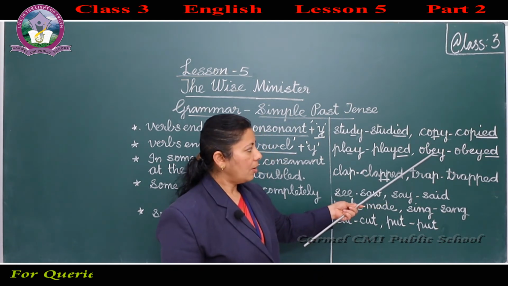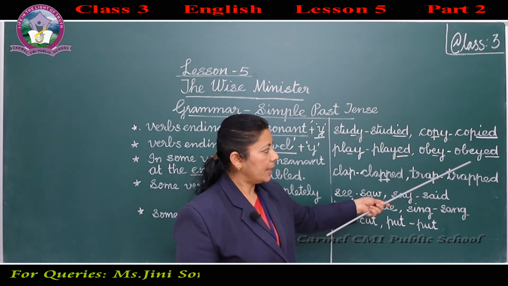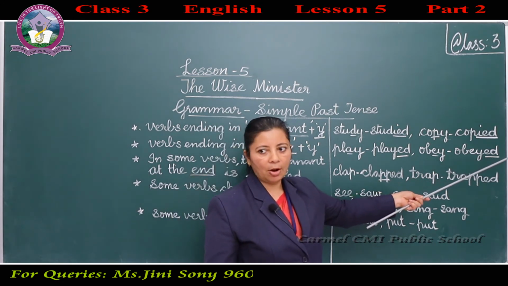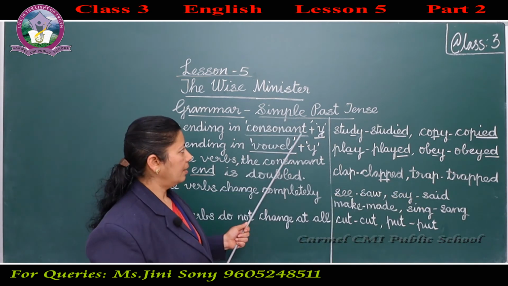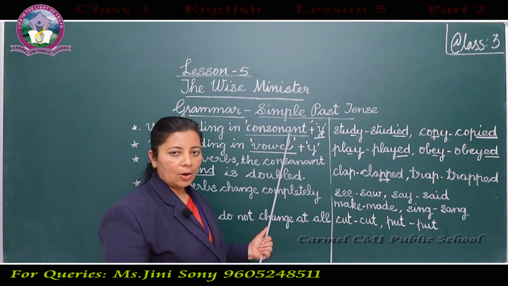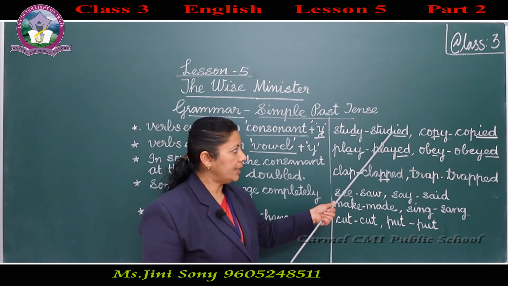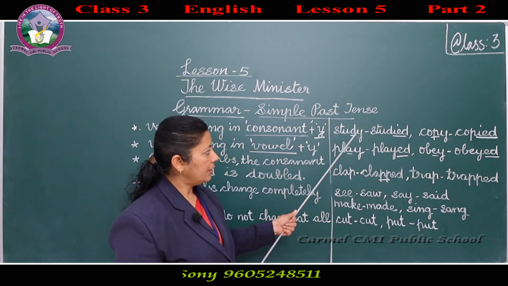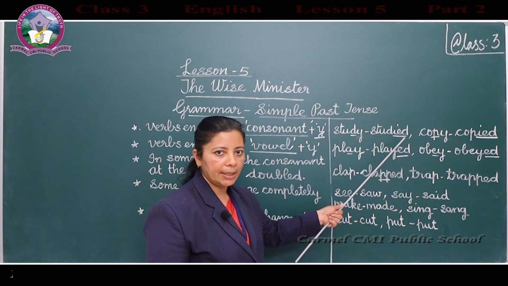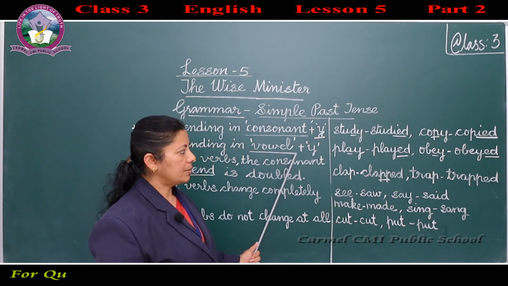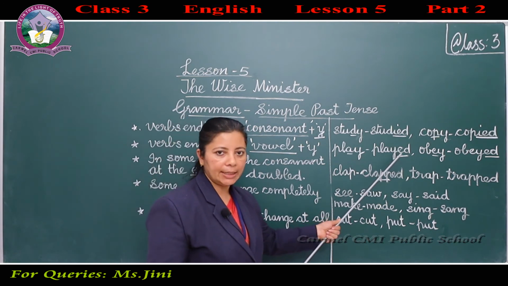Here you can see obey. Y is already there, but we are adding ED. Obeyed. Obey, obeyed. You can see when a consonant comes, we are adding IED. Here you can see y changes into IED. When vowel plus y comes, we are adding only ED.